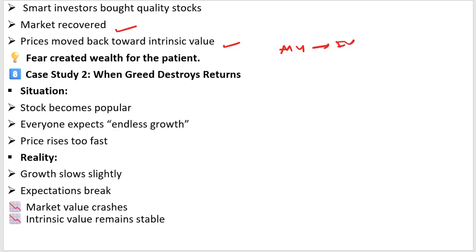So there are more chances. It is a natural thing. The market will recover. Fear created wealth for the patient.